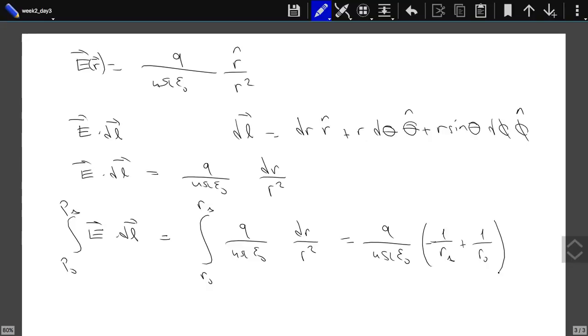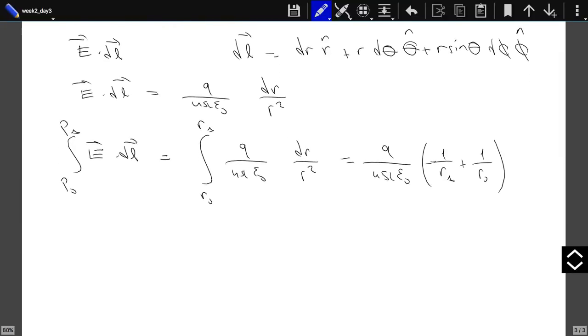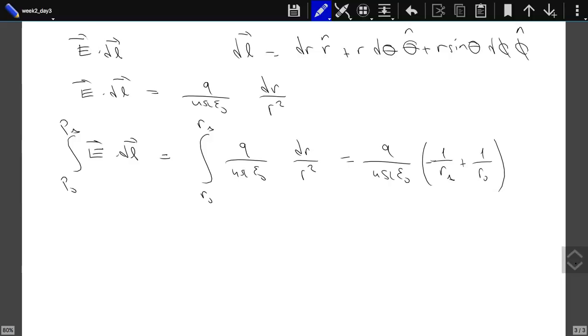One thing: the integral turned out to be independent of your path, independent of how you go from point P0 to P1. Just take two arbitrary paths and they will give you the same answer. Secondly, if P0 is equal to P1, then we know that r0 is equal to r1, which basically means that the integral of E dot dl, since it's a closed path, is equal to 0.